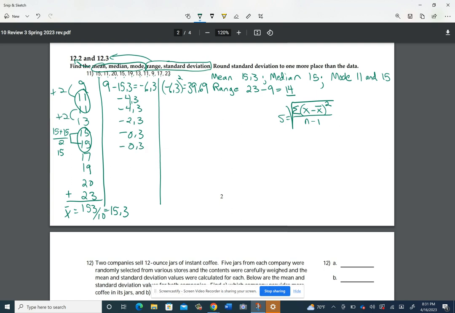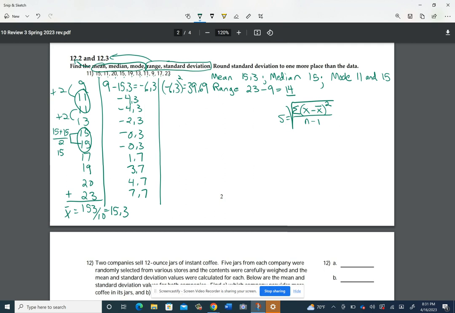Okay, add 2 to that since 17 is 2 more than 15, or take 17 minus 15.3, and you'll wind up with a positive number now. Notice that's more than the mean. That's why it's positive. 19 turns out to correspond to 3.7. 20 is 4.7 units from the mean, and 23 is 7.7 units from the mean.